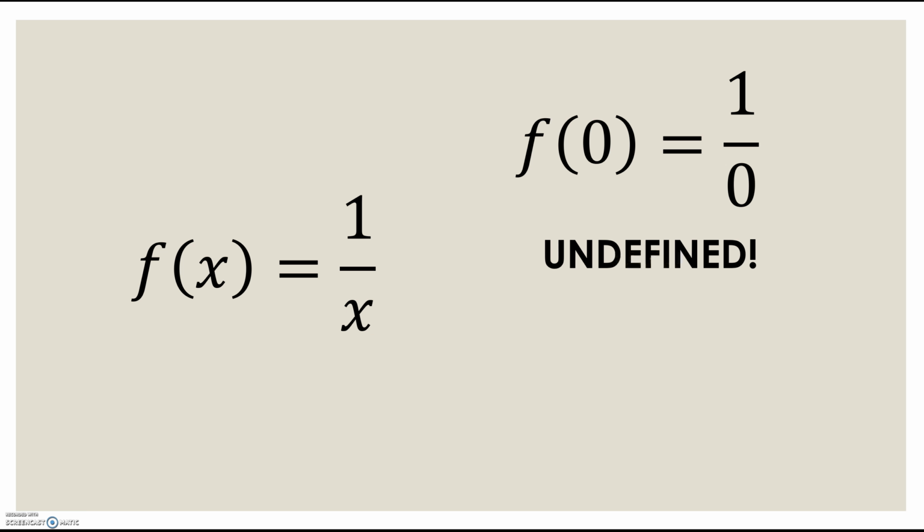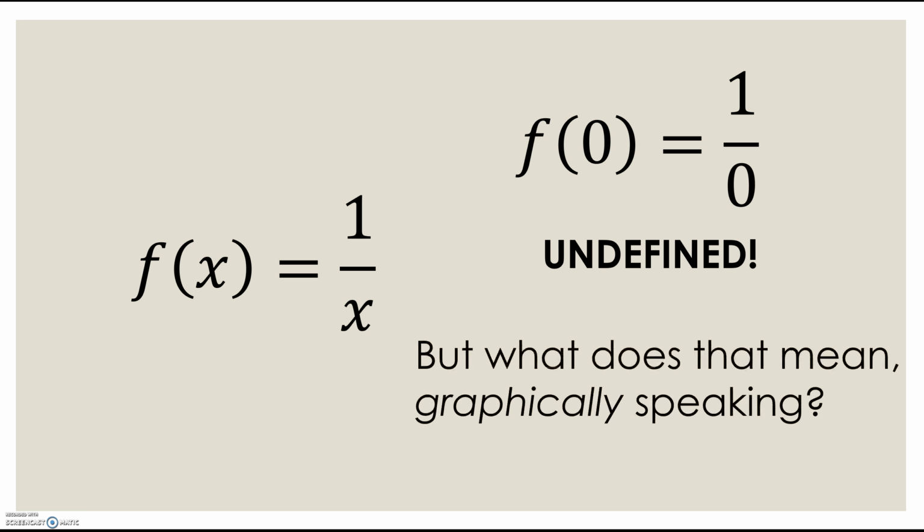You can't divide by 0. How many times does 0 go into 1? Well, you can't answer that question, right? You can multiply 0 by any number, no matter how big, and you're never going to get to 1. It's always just going to be 0. So 1 divided by 0 is undefined. It doesn't exist. So my question to you is, what does that mean graphically speaking? Yeah, f of 0 is undefined, but if I look at the graph, what does that actually mean?